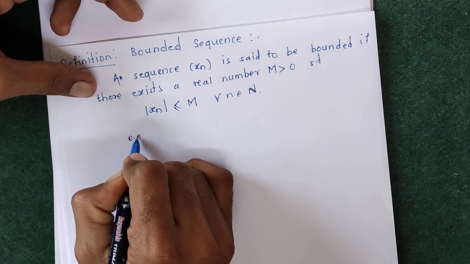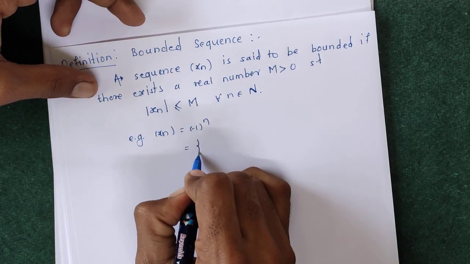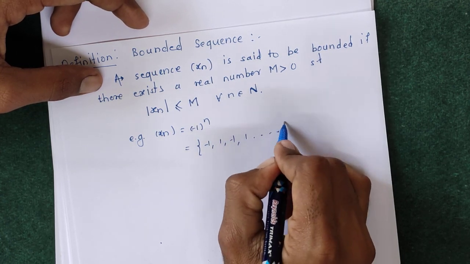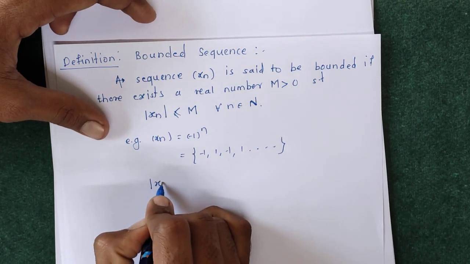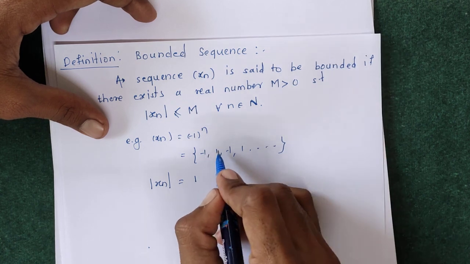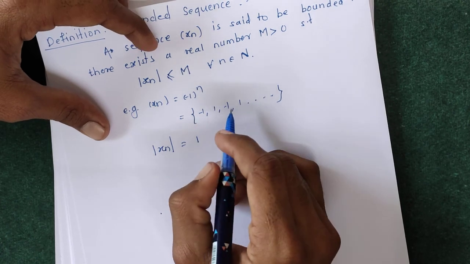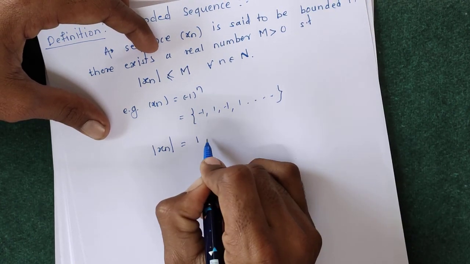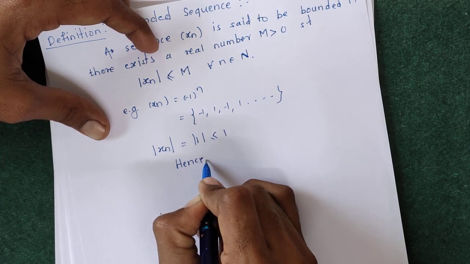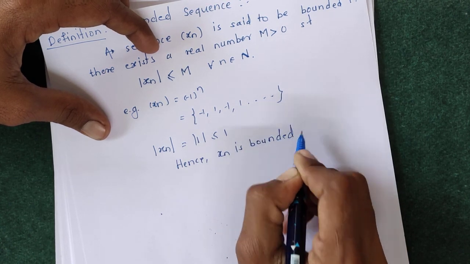For example, if we take the sequence x_n = (-1)^n, then the terms of this sequence are minus 1, 1, minus 1, 1, and so on. If we take the modulus of the terms, the modulus of minus 1 is 1, and the modulus of 1 is 1. So if we take M equal to 1, then all the terms of this sequence are less than or equal to 1. Hence this sequence x_n is bounded. This is the definition of a bounded sequence.